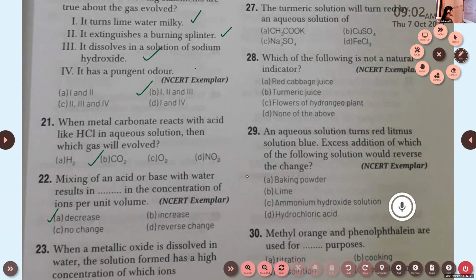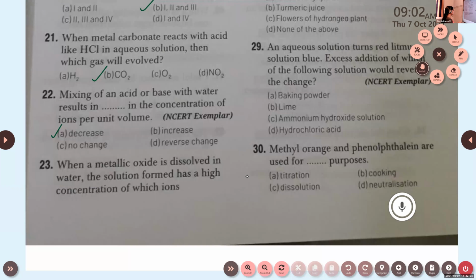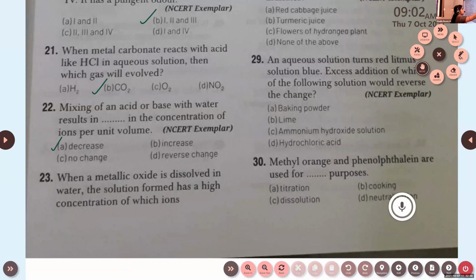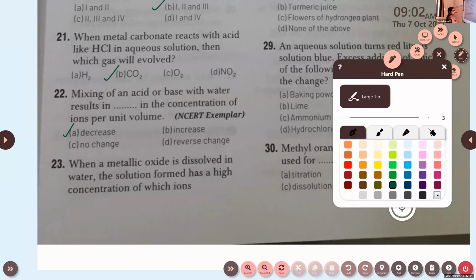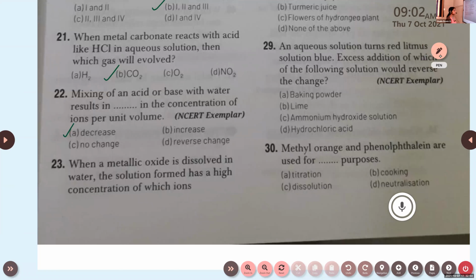When a metallic oxide is dissolved in water, the solution formed has a high concentration of which ions? Without options, you can tell me. H plus ions? Metallic oxide. I told you about the nature. OH minus ions. Okay. Because metallic oxides are acidic or basic? Metallic oxides are basic in nature. So they will produce OH minus ions.